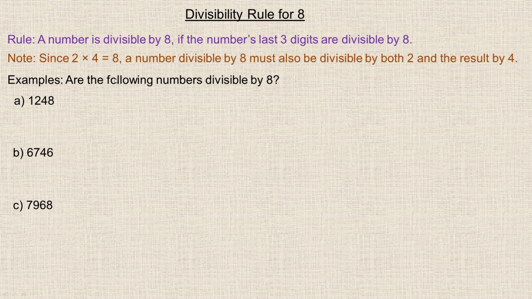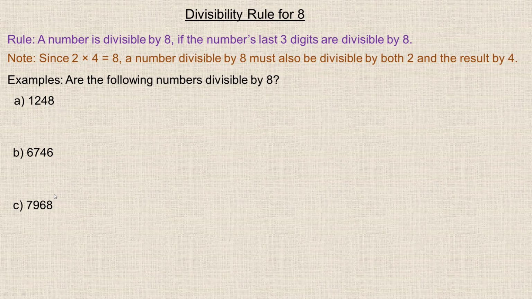Now, since 2 times 4 is 8, we can use the divisibility rules for 2 and 4, but it's not as simple as if it's divisible by 2 and it's also divisible by 4, it's going to be divisible by 8, because you see, 2 and 4 have a common factor. They're both divisible by 2, so it's not quite that simple, but we'll use those in some of these examples.